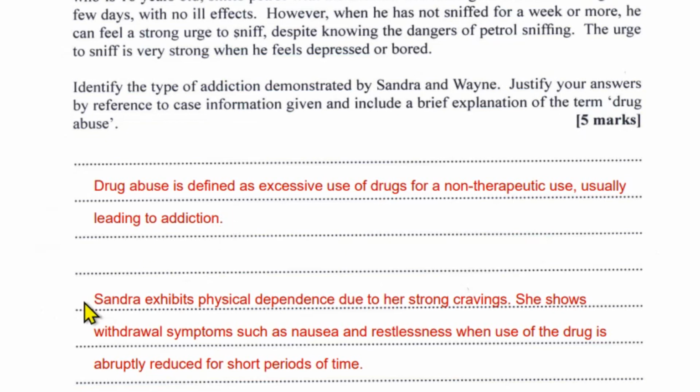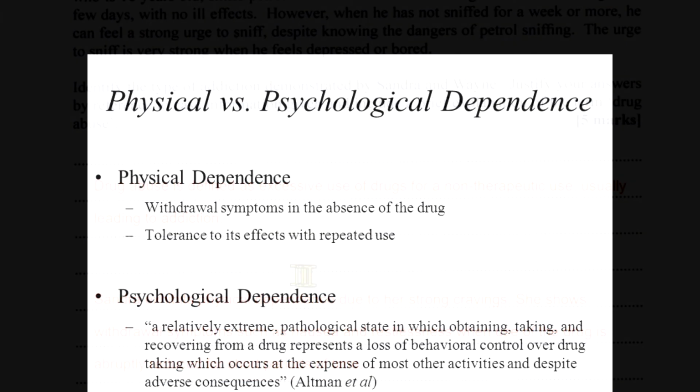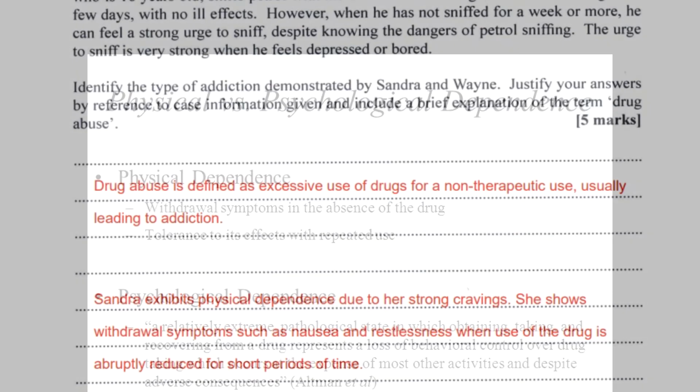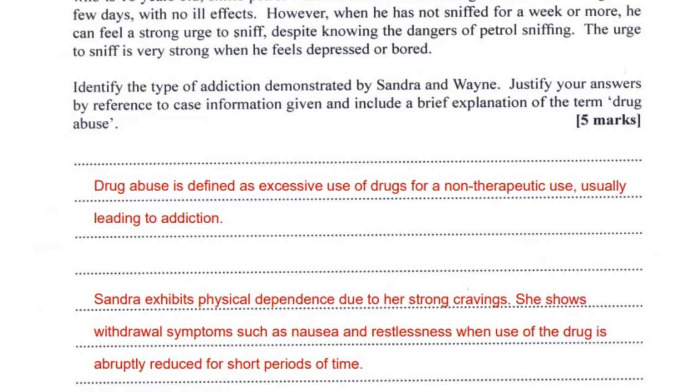So Sandra, we see, couldn't even go through the day without using heroin. So she exhibits a physical dependence on the drug, and she has very, very strong cravings. And she actually shows withdrawal symptoms such as nausea and restlessness when use of the drug is abruptly reduced for short periods of time. Wayne, on the other hand, doesn't have withdrawal symptoms. If he has them, they are much less. He mostly uses drugs when he feels bored, so his use of it exhibits psychological dependence. He has fewer cravings, and he has the ability to go longer periods at times without using the drug.